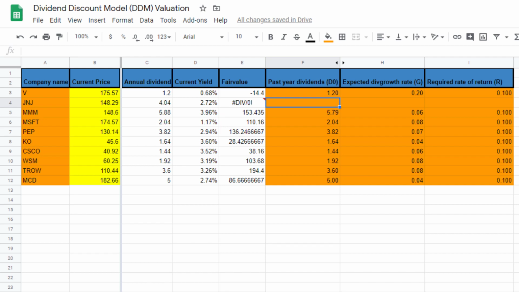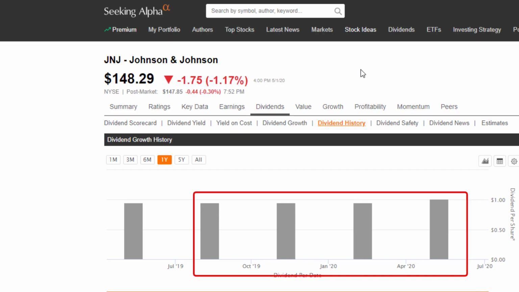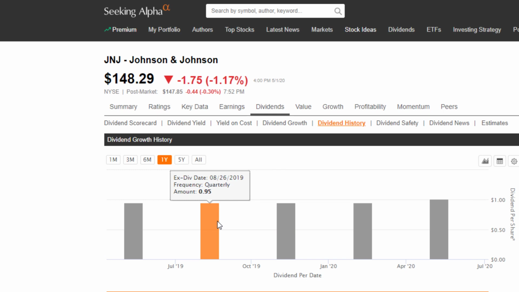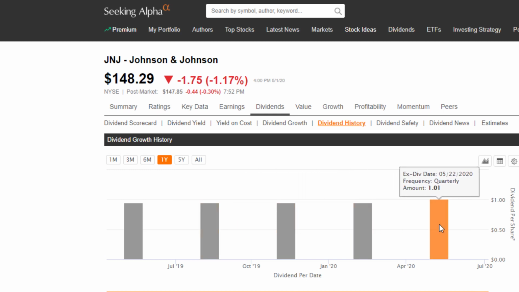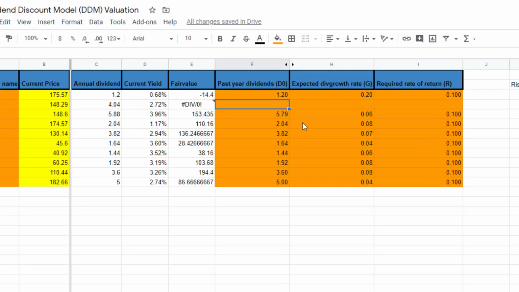We go to Seeking Alpha and look up the past 4 quarters of dividend on the Dividend History tab, and we can see that the first 3 they paid 95 cents and the last quarter they paid $1.01. So if we add those up we get to 3.86.